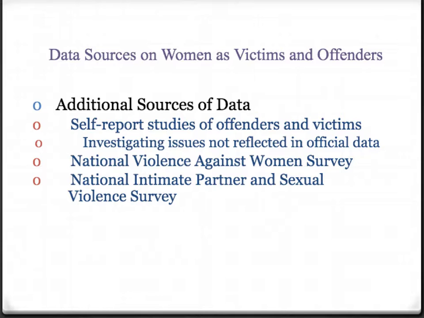And so in order to try to capture more of that victimization, there are additional sources of data, such as the National Violence Against Women Survey, which first appeared in 1995 and 1996. It was the first comprehensive data assessment of violence against women by acts of intimate partner abuse, stalking, and sexual assault. Another example is the National Intimate Partner and Sexual Violence Survey, which is conducted by the Centers of Disease Control and National Center for Injury Prevention and Control.